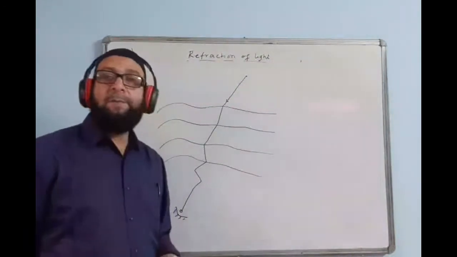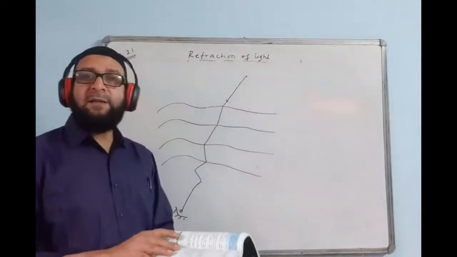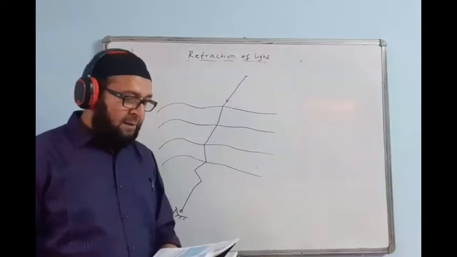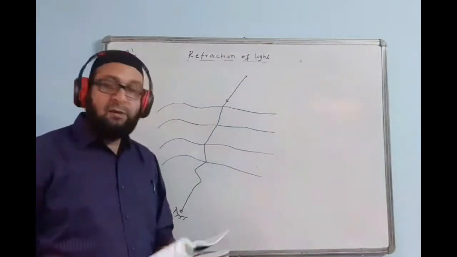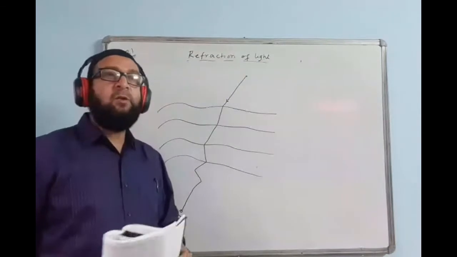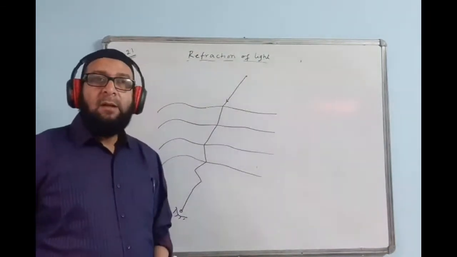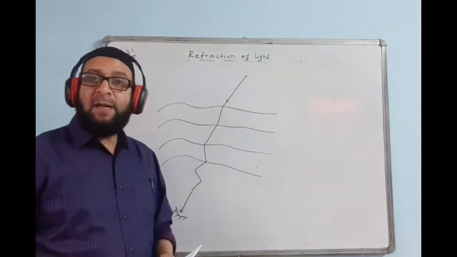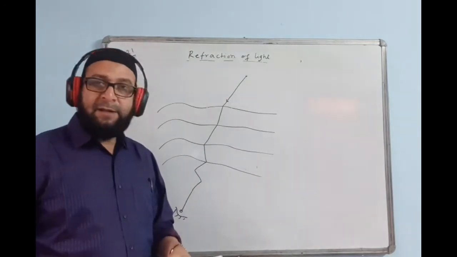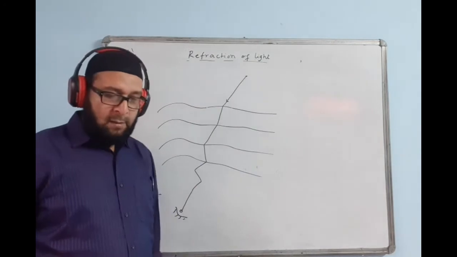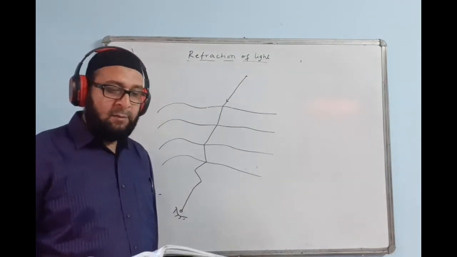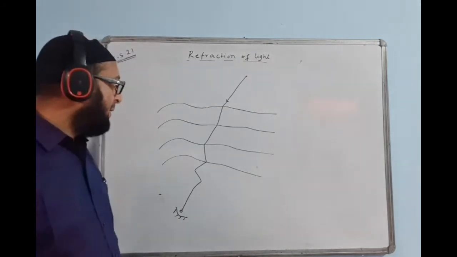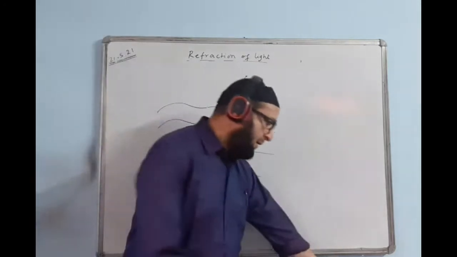Now please turn to page number 98. Page number 98. Some consequences of total internal reflection.